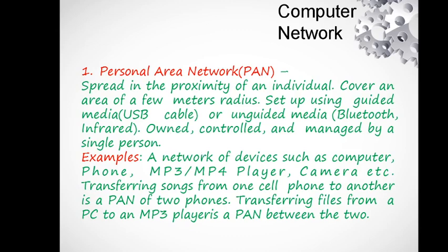Suppose in a room there are 4 persons and they want to share a file with each other. These 4 persons can connect their mobile devices through Bluetooth or infrared technology. When they are connected, they can share the information. So this is the smallest network, and we can say this is the safest network if the 4 persons are friends, otherwise there will be a threat in this personal area network.